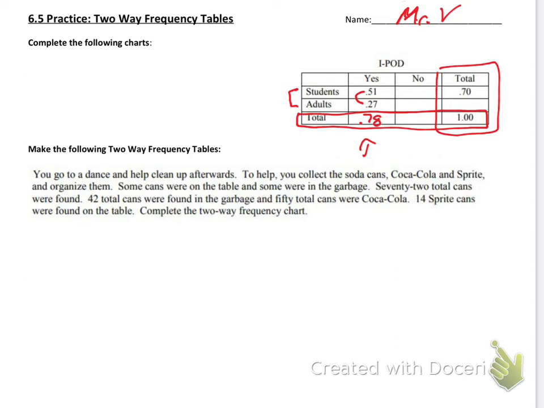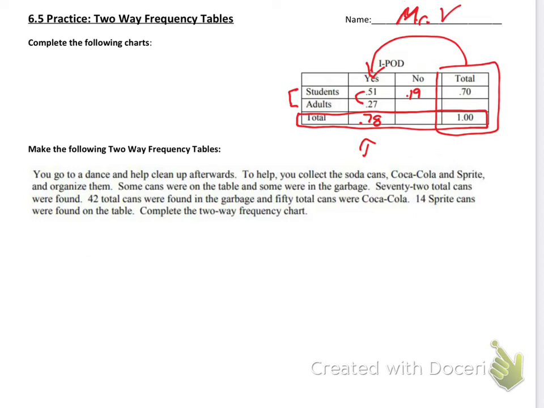And then I know that if I take the total of 0.70 and I minus the 0.51 of the students, so 0.70 minus 0.51 is going to be 0.49, or sorry, 0.19. No, that's not right. Hold on, my calculator's doing something weird. It's in a different mode. No, it is 0.19, so it'd be 0.19.